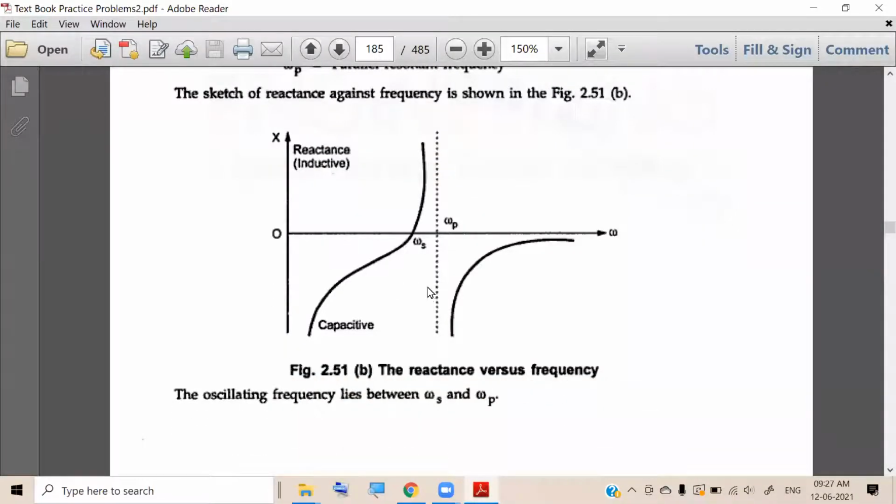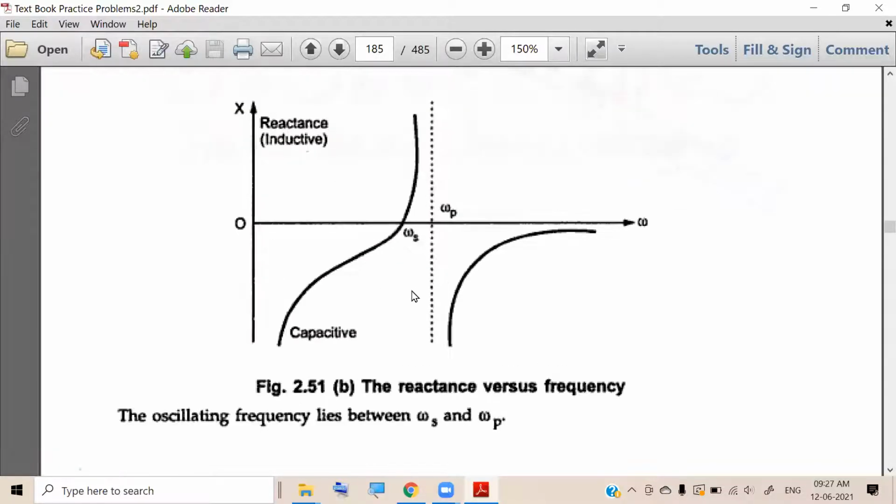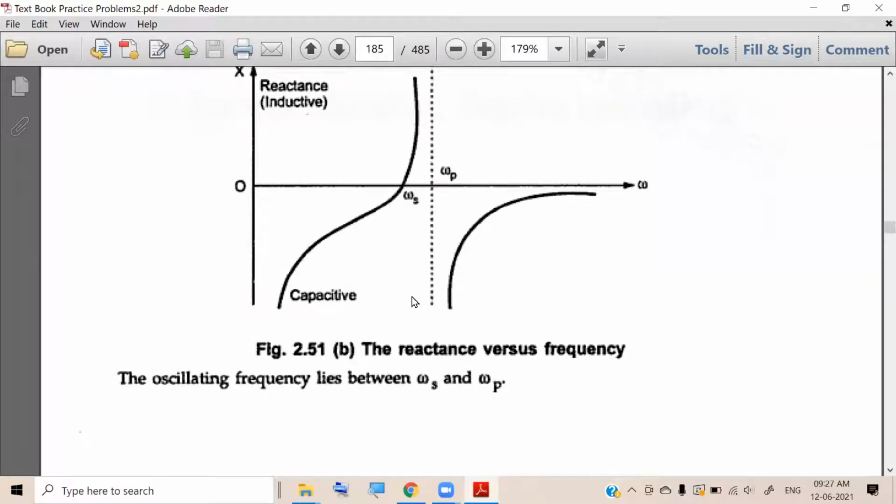And we have also discussed that we can make omega s and omega p nearly equal by considering what condition. Anybody remember? How can we make omega s nearly equal to omega p? Which capacitor should be much greater than which capacitor?